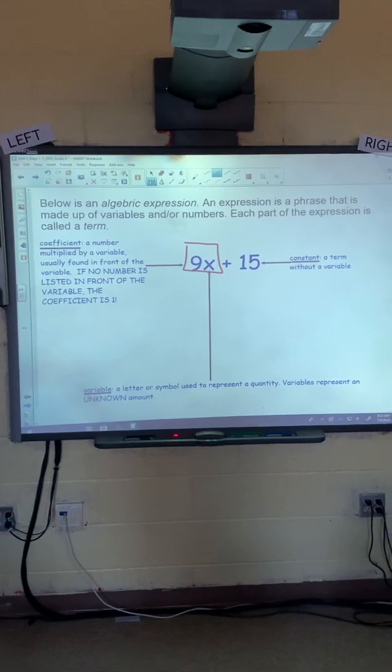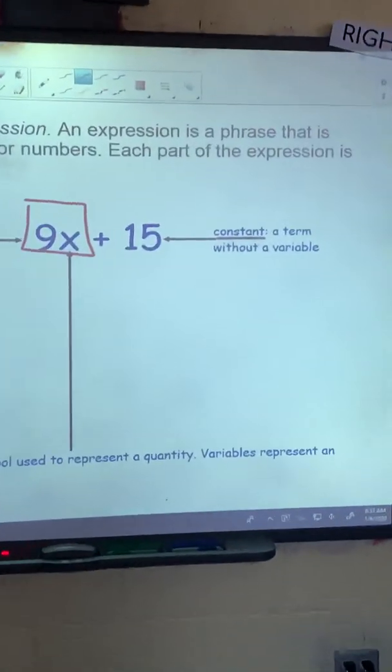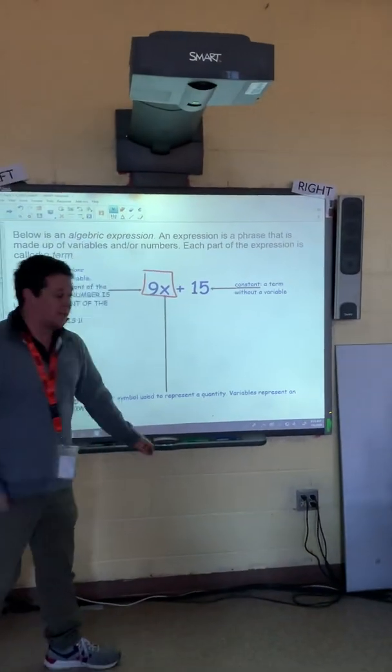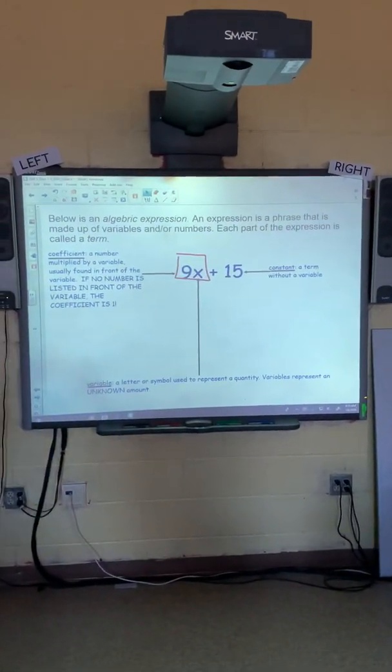And a number by itself is just called a constant. A term without a variable is a constant. In this case, it's positive 15. Pause the video now if you need to take down any notes.